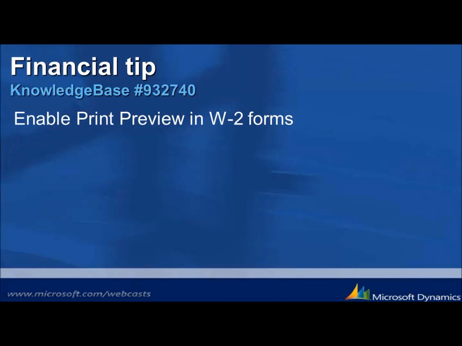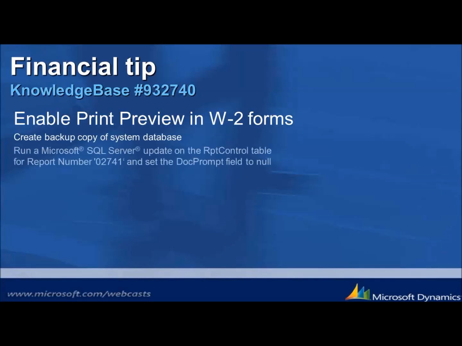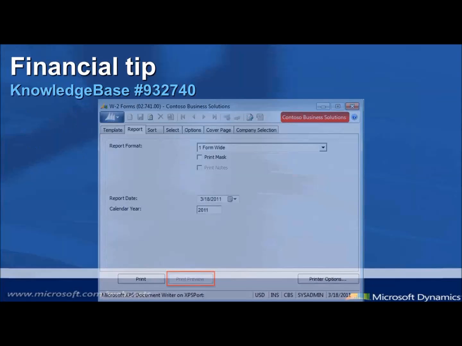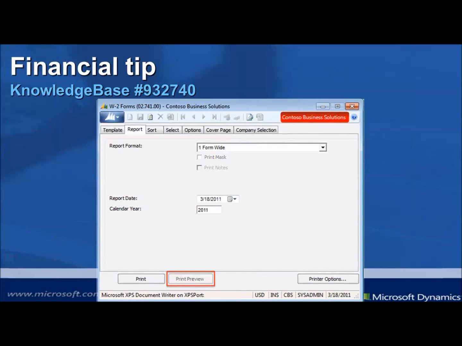Moving on, the ability to print preview the W-2 forms. That's a very handy tool that was added. So you can do this by, obviously we want you to make a copy of the backup of the system database, and then the RPT control table holds a record for all the reports, and the report for the W-2 is 02741. If you set that doc prompt value to null, it will allow you to print preview your W-2s.